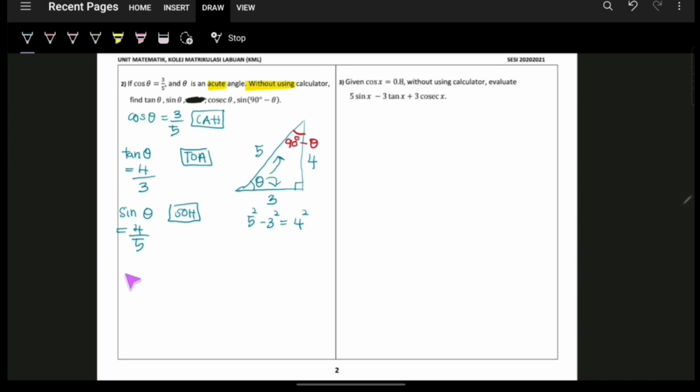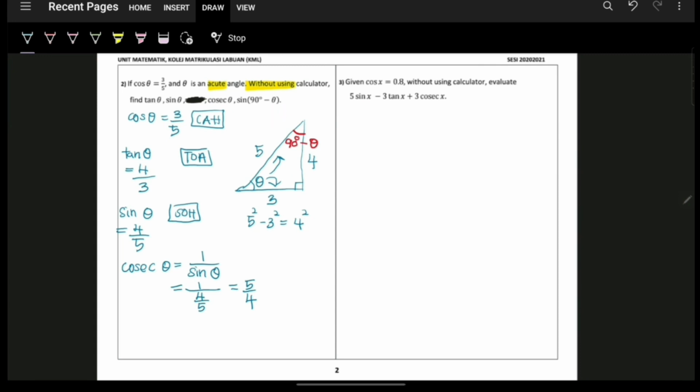And the next one is cosecant. Cosecant theta is just equal to 1 over sine theta. And we already found the sine theta, which is this one. So 1 over 4 over 5, which ends up 5 over 4.